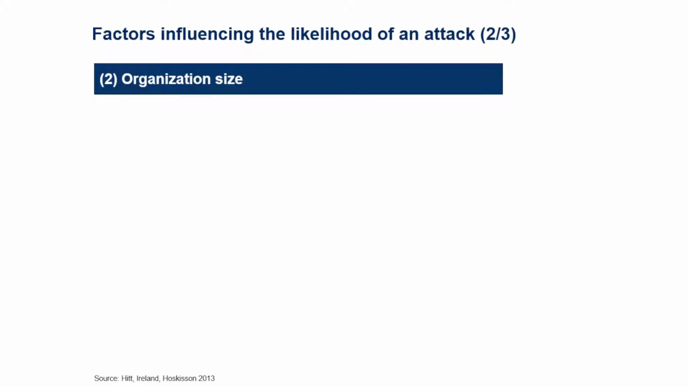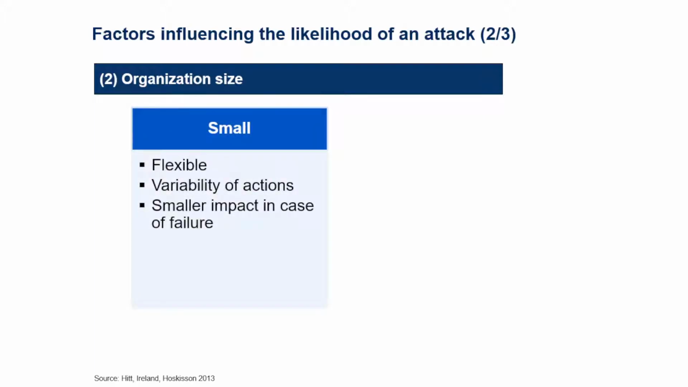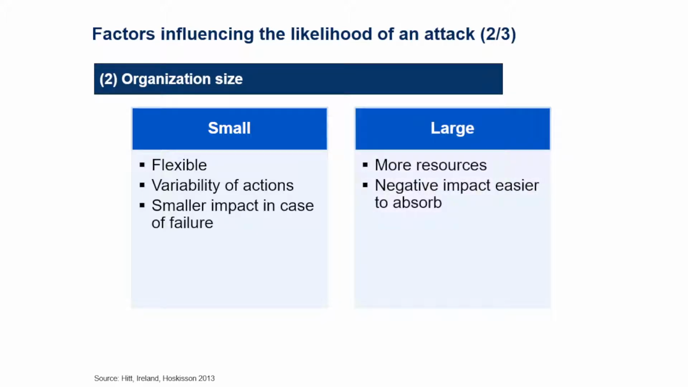Second is organization size, and that can go either way. So there are advantages for small companies. Small companies are usually more flexible. They have a big range of actions that they can take. And if anything goes wrong, the impact usually is rather small in case of a failure. Now, for large companies, they have much more resources and can therefore maybe act easier. And any negative impact that comes from the action that they take is easier to be absorbed because of the sheer size of the company. So it can play out either way.